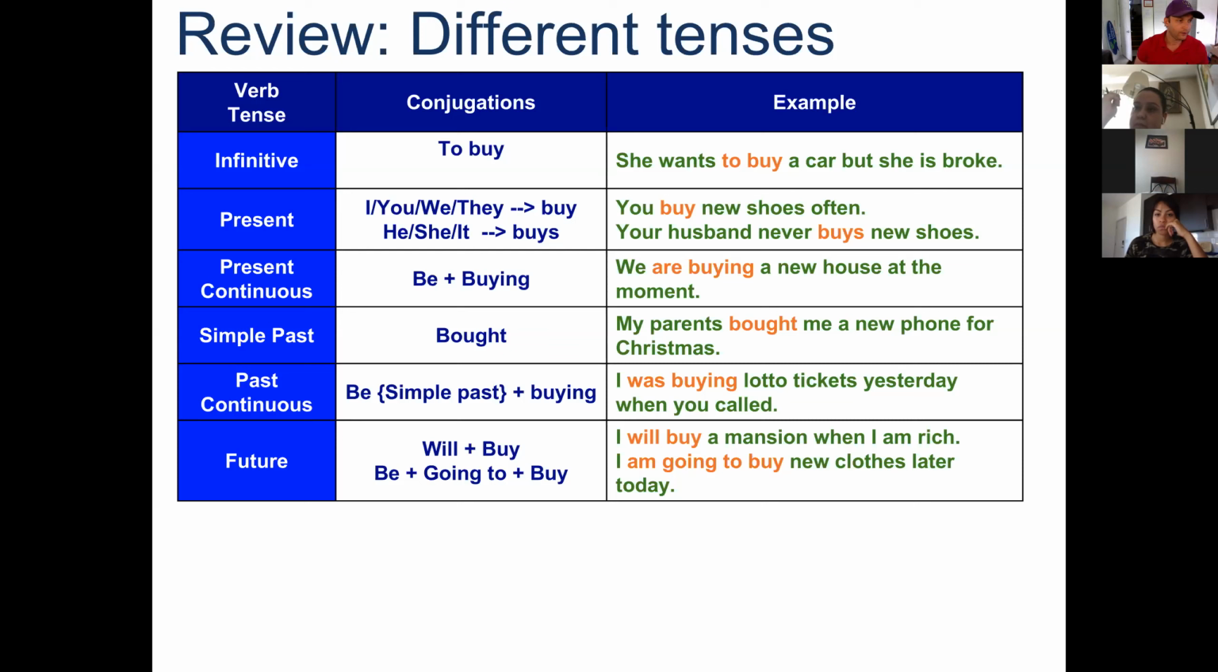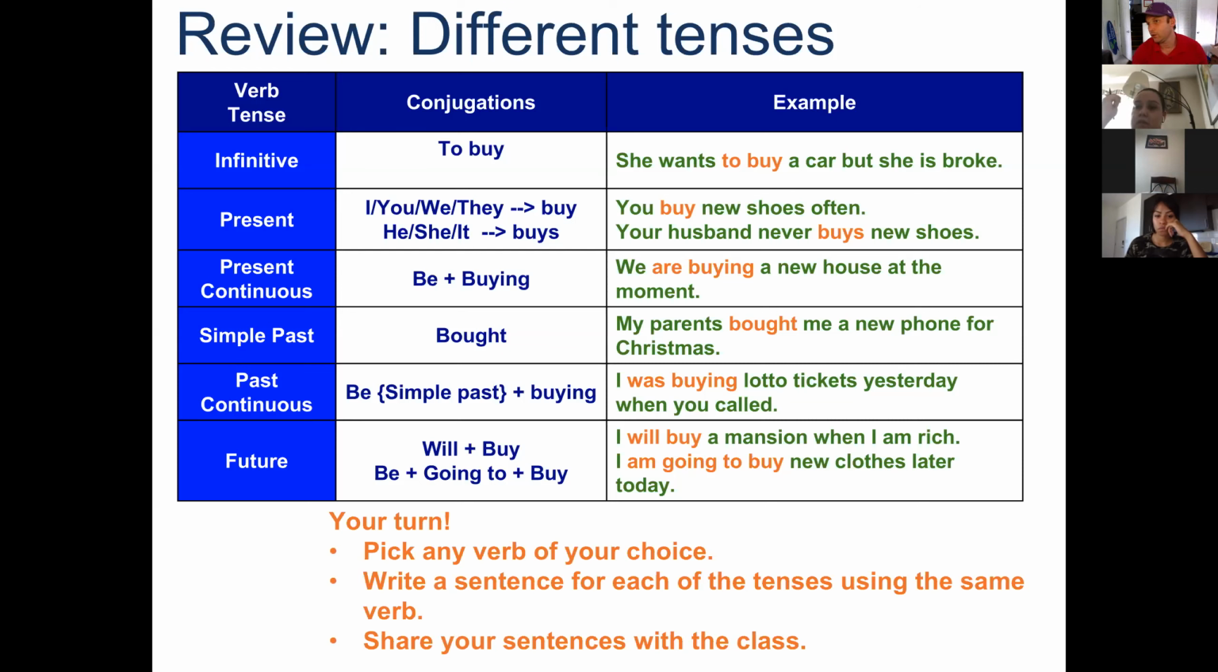All right, so what I want you to do, I want everybody to get a piece of paper and we'll just do a quick little writing activity here. Pick a verb of your choice and I want you to write one sentence for every tense. Give me a sentence with the verb infinitive, with the present continuous, with the simple past, with the past continuous, and then with the future. Okay? Any verb, yeah. Use the same verb, okay? So you're going to have 1, 2, 3, 4, 5, 6 different sentences. I'll be right back. Okay.